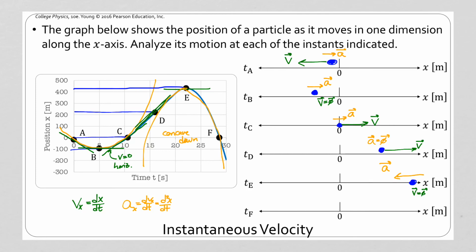And then finally, when we look at point F, it is back on that axis again, so I'm back at the origin. I can look at my velocity, and my velocity there is very steep. It's the steepest velocity that I've had anywhere, so I'm going to have the largest velocity vector. It's inclined downwards, and so it's going to be a negative velocity vector. It's going to be pointing to the left. And then notice that the curvature at E and F are the same, so I'm going to try to draw the same acceleration vector.